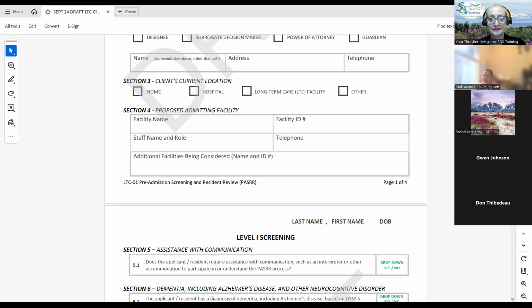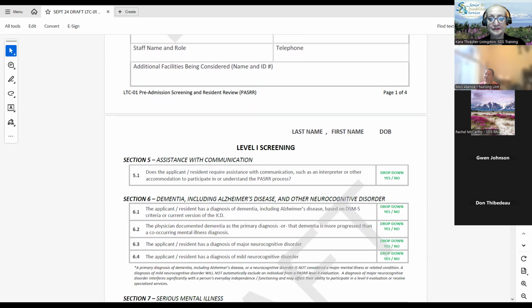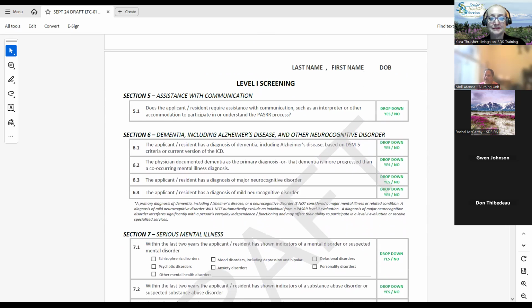Page 2 starts you off with your screening. Section 5 looks at assistance with communication.